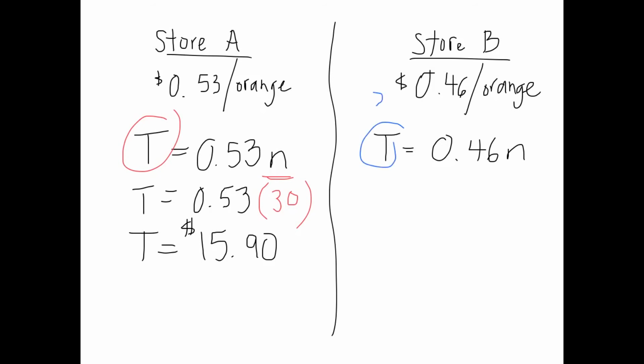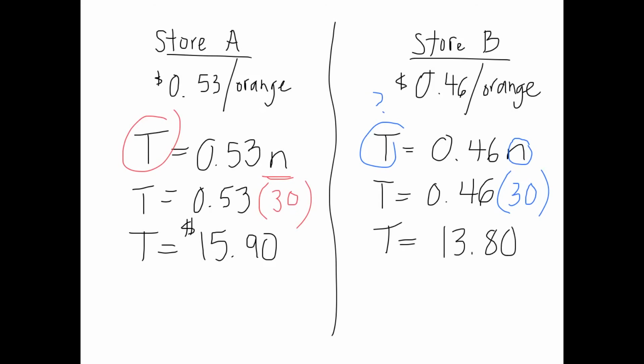Again, we don't know the total cost, that's what we need to find, but we are finding this out if we purchase 30 oranges. So once again, I'm going to replace n with the value of n, in this case, which is 30. Total cost is equal to 0.46 or 46 cents for every orange. So if I'm buying 30 oranges, I need to multiply by 30. When we multiply these together, we get a total of $13.80. So we've just found that the total cost of oranges at store B is $13.80 for 30 oranges. This is much easier to compare now that we're using the same number of oranges.